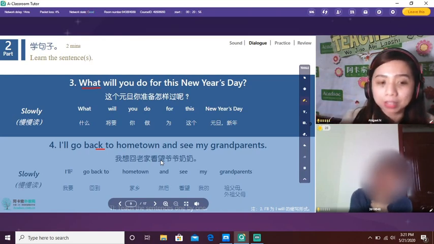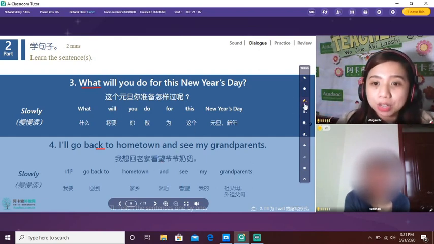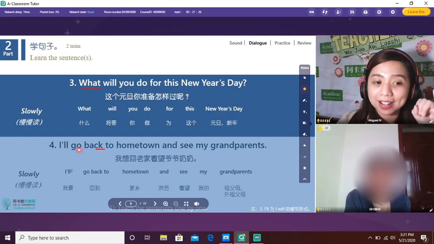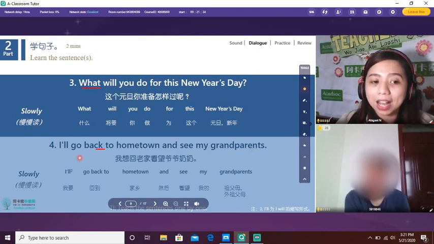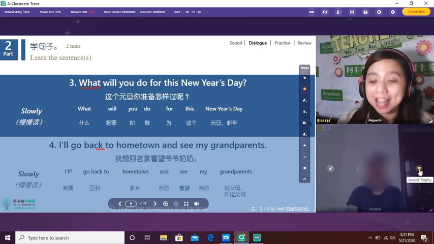You're doing well, but you are stammering. What I mean is, you're like, I'll go back. You sound like that. So I want you to sound natural, okay? You can practice saying it slowly first and then say it normally. Okay. I'll go back to hometown and see my grandparents. Okay, that's slow. How about normal? A little faster. I'll go back to hometown and see my grandparents. Yes, that's better. Okay, I like how you said it on the last practice.